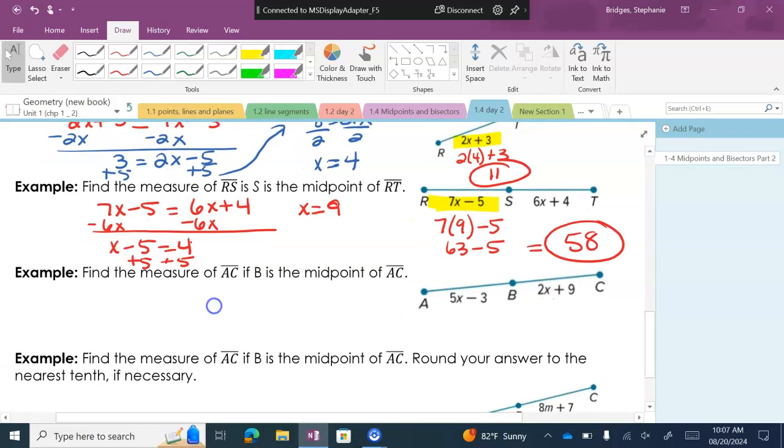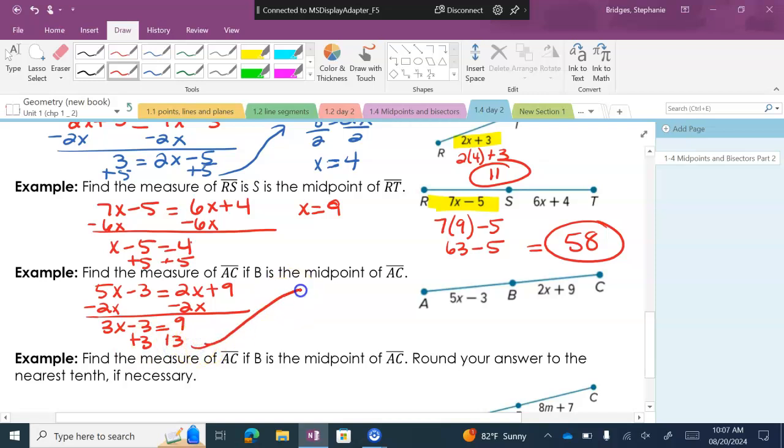And then the next one, B is the midpoint. So what am I going to do with AB and BC? Set them equal to each other. I'm going to subtract my 2x over. It's going to give me 3x minus 3 equals 9. I'm going to add my 3 over. Come over here. Run out of space. I don't leave much room to work here, do I? So that's 3x equals 12. And so what is x going to equal?